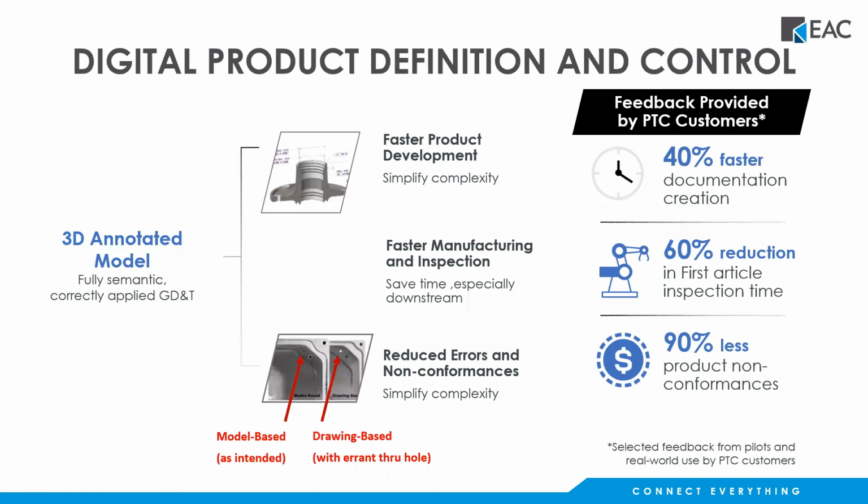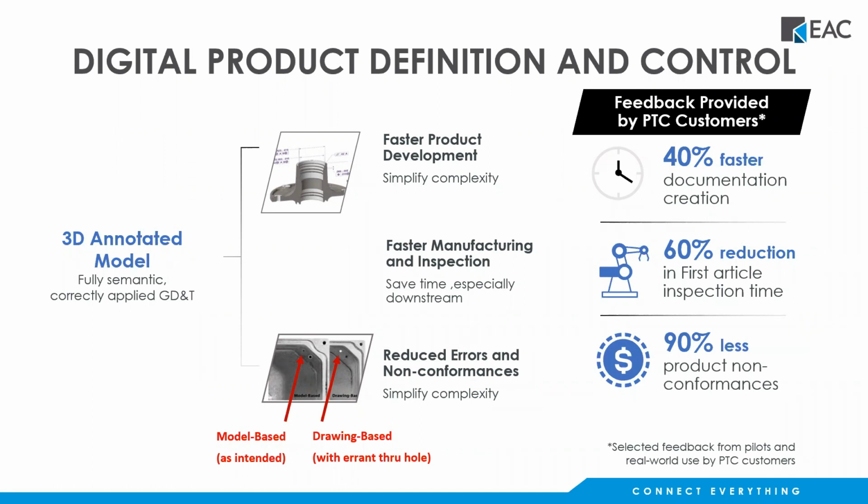So we have our 3D annotated model, and this model is fully semantic. That means that our dimensions and our notes are actually referenced by actual geometry, which helps us with downstream activities. It's going to help us with faster product development, faster manufacturing and inspection, and reduced errors and nonconformances.